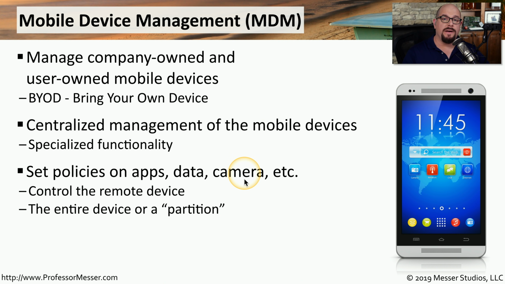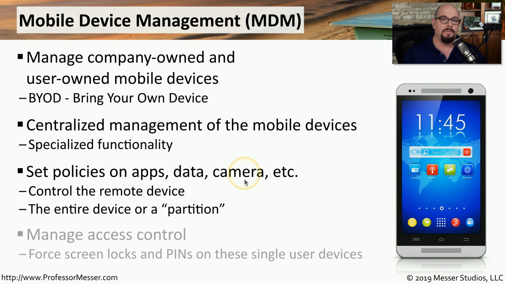More modern mobile device managers tend to set a different partition for the data, so you can maintain your own personal data on the device and have a separate set of security policies for your company data. And you can also use the MDM to make sure that certain access policies are followed. You may want to require that everyone have a lock screen and a set of passphrases or PINs that are used to gain access to the mobile device.